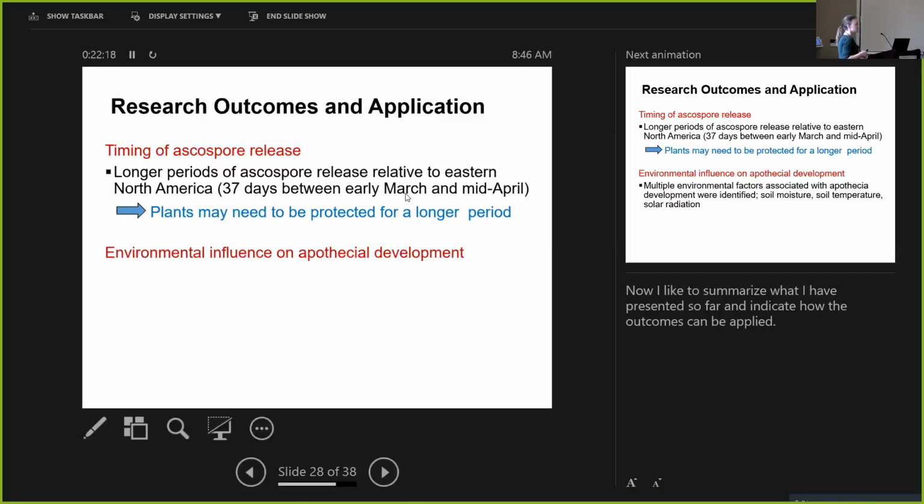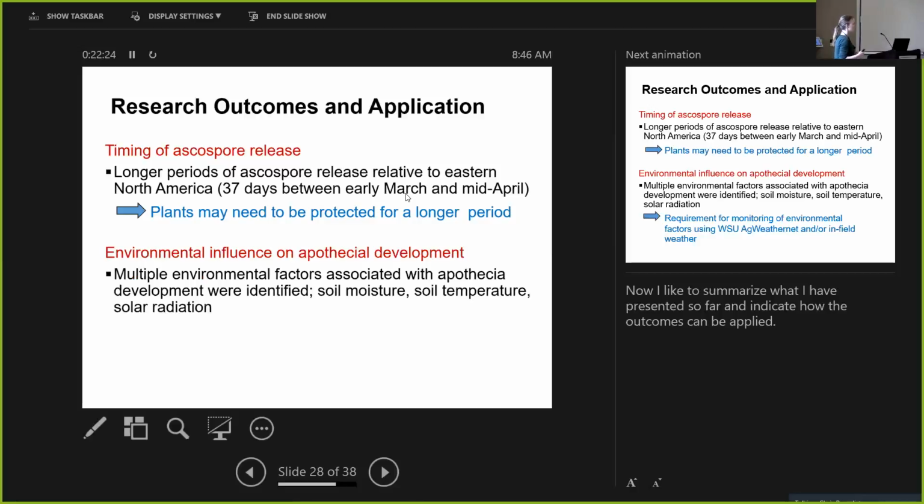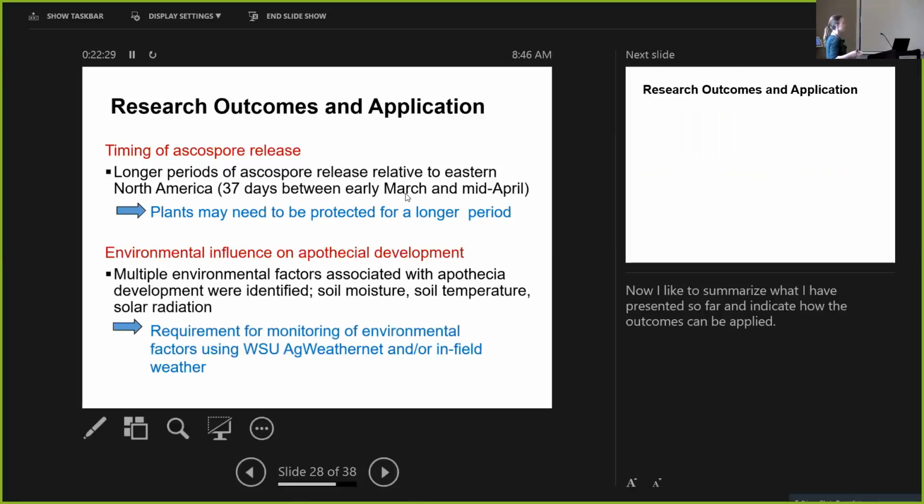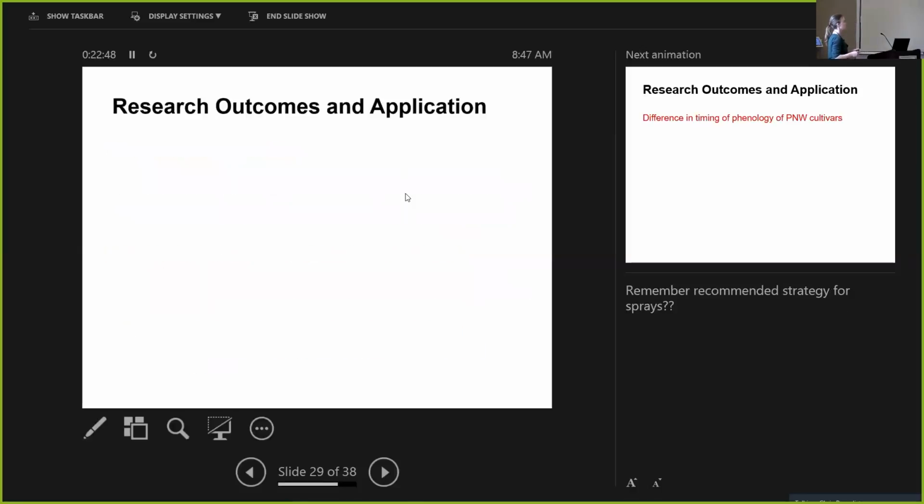The second question regarding the environmental influences on apothecial development: we found that soil moisture, soil temperature, and radiation had a significant effect, and therefore should be monitored for estimating the infection risk and the timing that Ascospore release is occurring. The WSU AgWeatherNet or in-field weather stations can be used. However, soil moisture is an important factor that should be included.